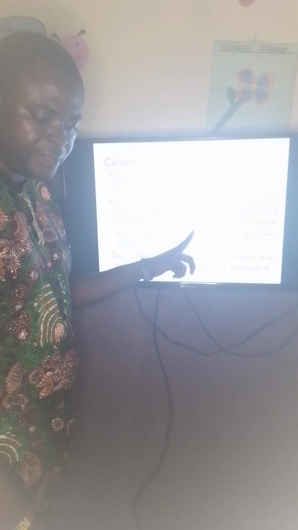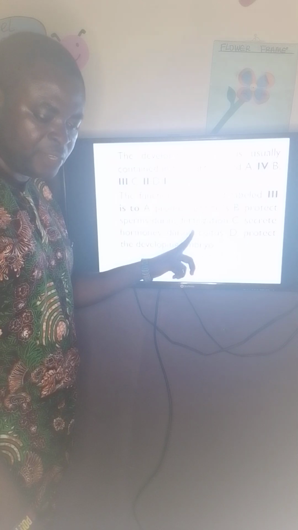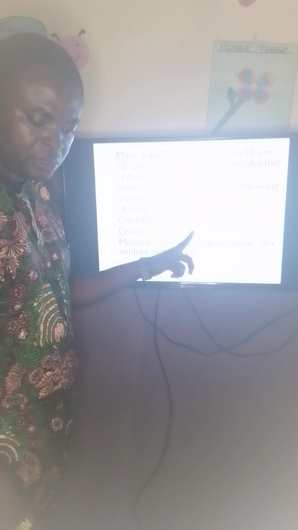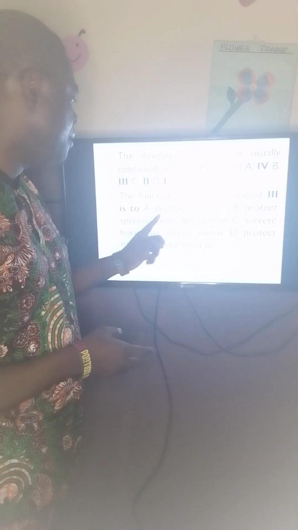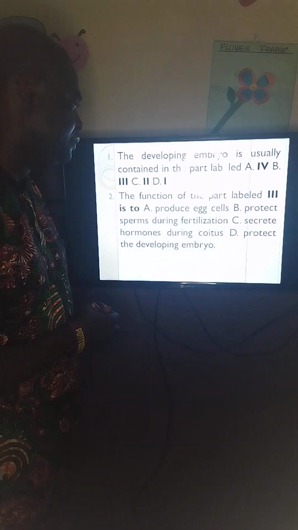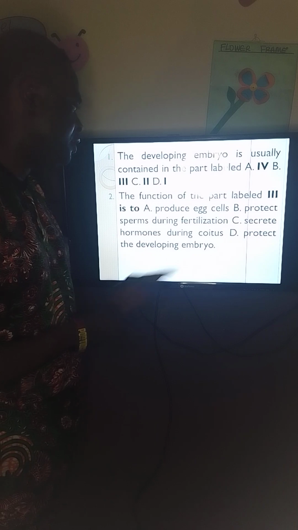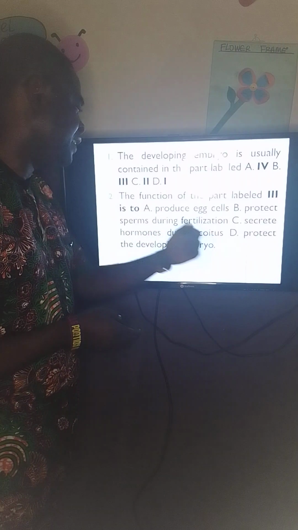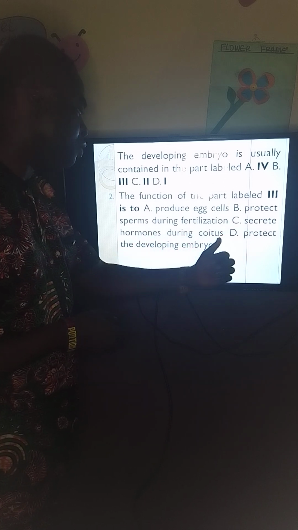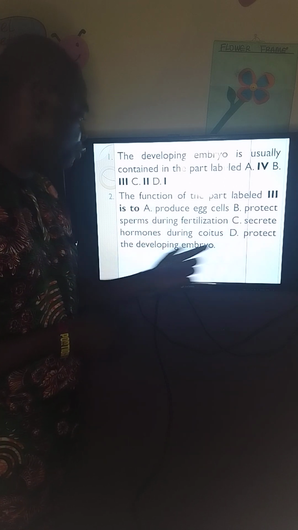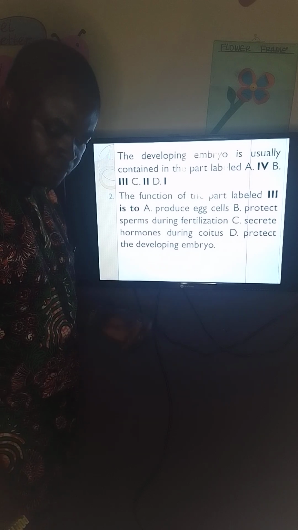Let's go back there. Now, look at the question. The question is saying that the function of the part labeled III is to do what? A, produce egg cells. That's the answer. That's the ovary. It's not to protect sperm during fertilization, no. It's not to secrete hormones during coitus, no. It's not to protect the developing embryo, no.